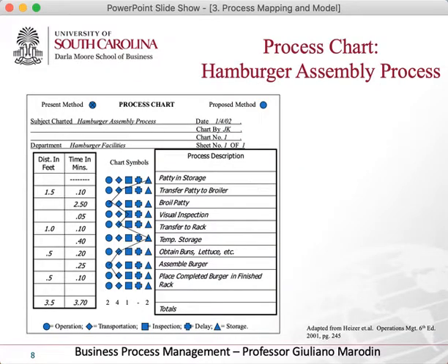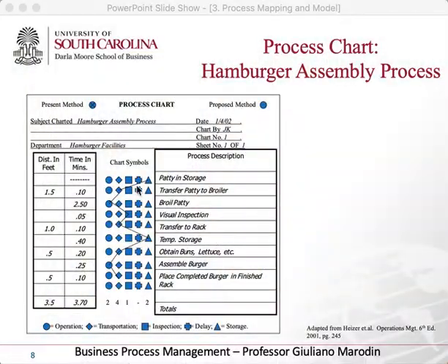Another type is called process chart. The process chart is usually done in manufacturing environments. It is just to understand the different steps, but then categorize them into these four or five symbols here. So you have an operation, a transportation process, an inspection, a delay, or a storage. So we have the symbols here, and you're describing, in this case, how to assemble a hamburger.